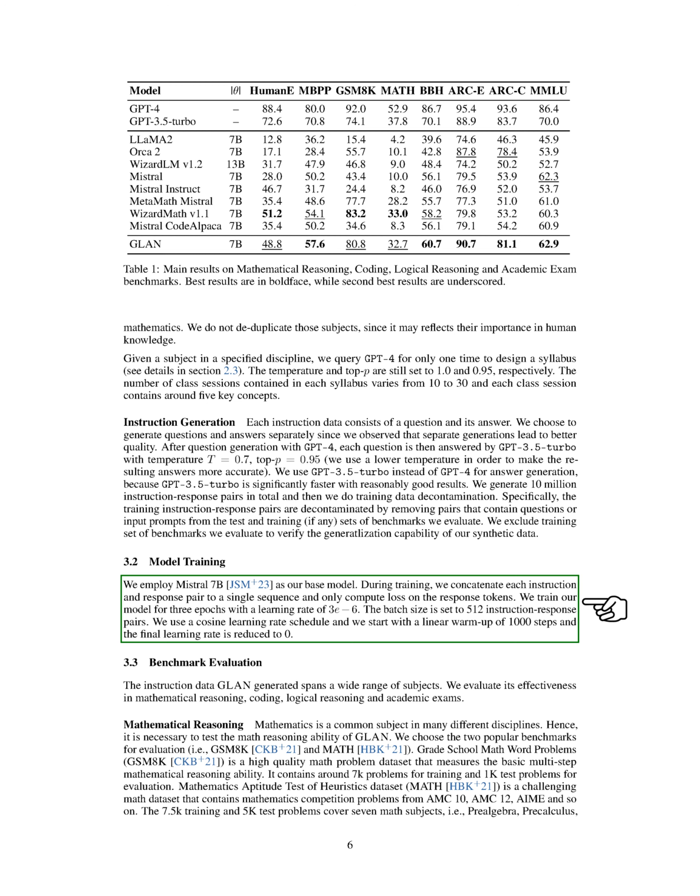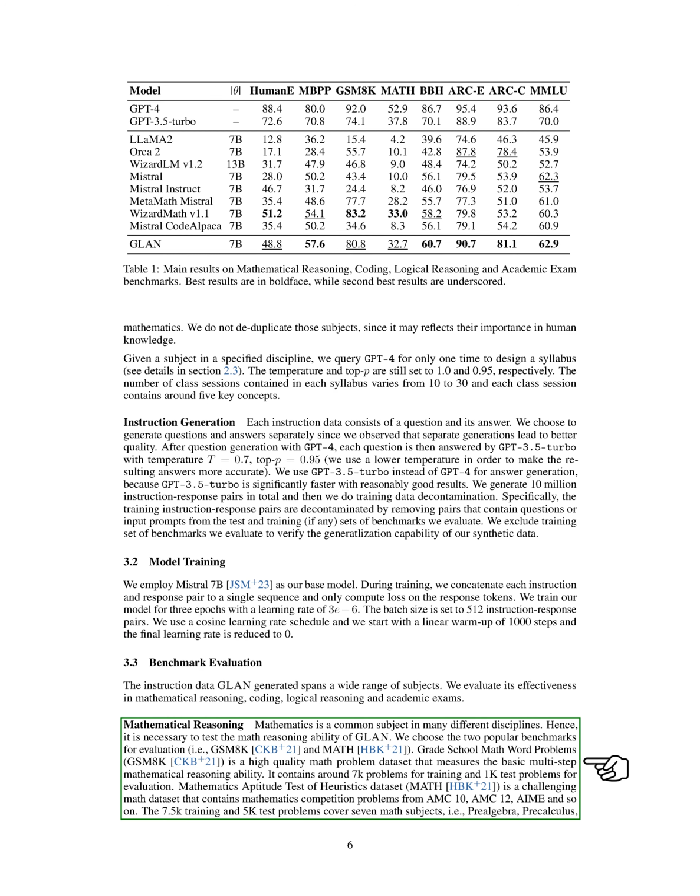When it comes to evaluating the effectiveness of our instruction data, we cover a broad range of subjects. This includes mathematical reasoning, coding, logical reasoning, and academic exams. For mathematical reasoning, we test our model, GLAN, using two popular benchmarks to assess its ability to solve basic and complex math problems. These benchmarks are the grade school math word problems and the mathematics aptitude test of heuristics dataset, which include problems from various math competitions.